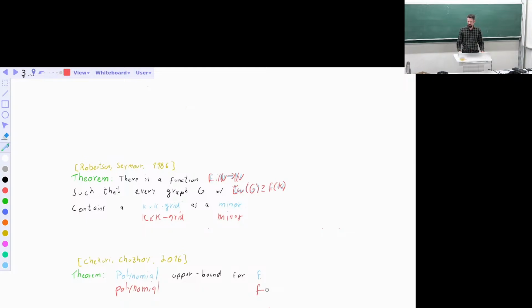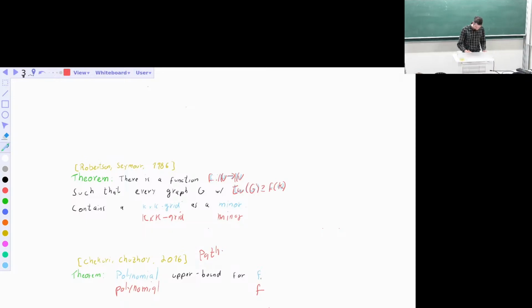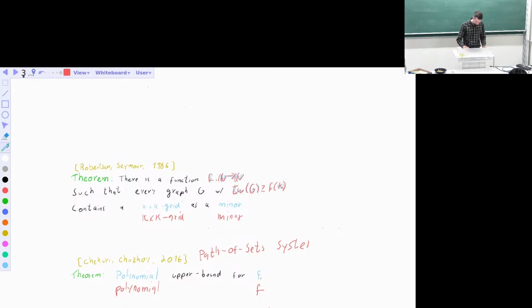And one thing that they introduce in order to obtain this polynomial function is the concept of a path set system. Roughly speaking, the idea of the path set system is that you separate the connectivity that you get from the grid from its topology. So you first try to find an object which has the same connectivity properties that the grid has, and then after you have this, you try to make what you get planar in order to obtain the grid. So that's roughly the idea of this path set system.